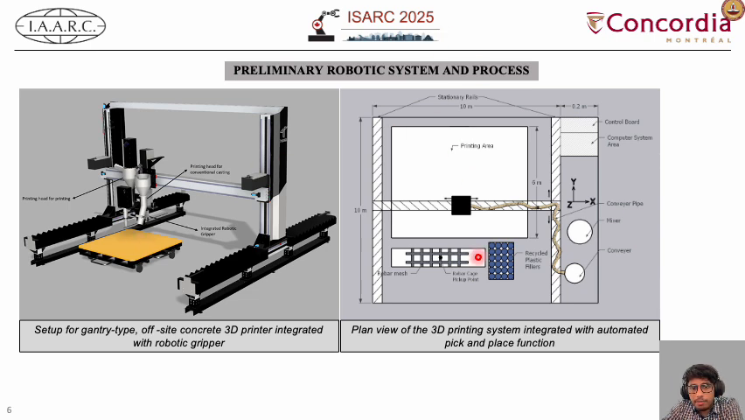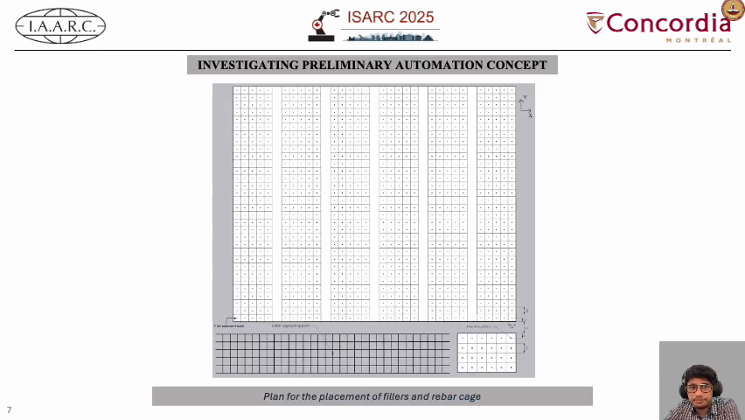This is an overall plan view. Here we have stacked the rebar cages, and here we have stacked the filler elements. This is the printing head, so it will be used for printing, and when required, the robotic gripper will be used to pick and place the rebar cage and the fillers from the desired locations.